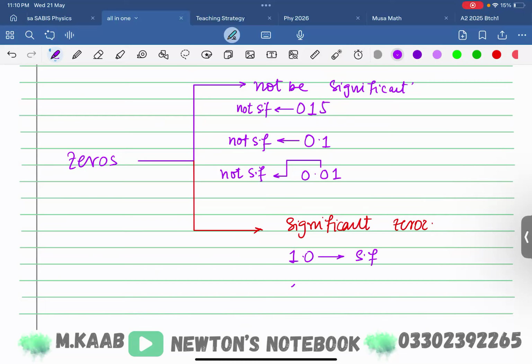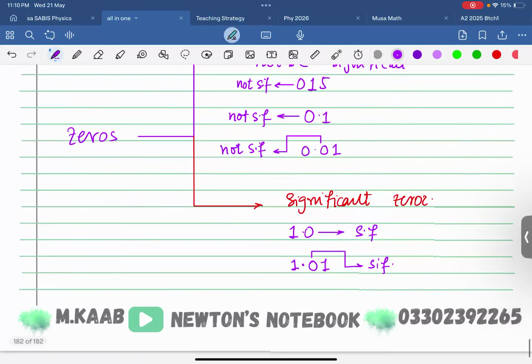If you have 1.01, this 0 is also significant, okay. Do not compare this 0 with the one you have right here, okay. These are the two different. If you have the 0 between the two non-zero numbers and the decimal, this is also considerable, okay. So this is also significant, okay. If you have the value like this, 10.0, okay, let me just write that down.